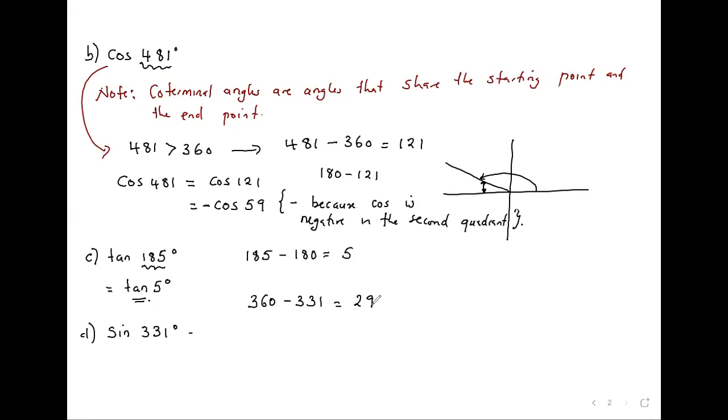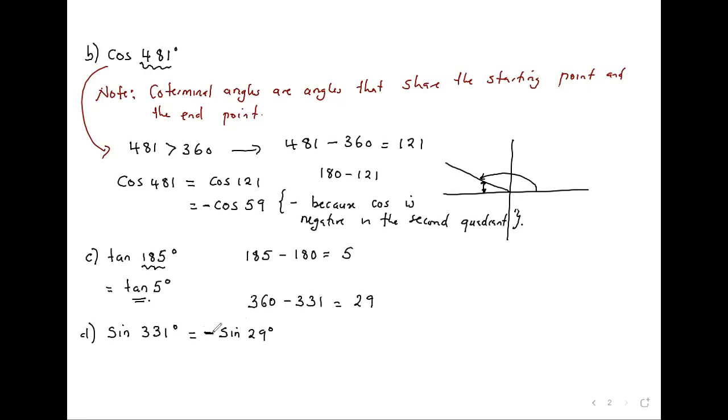So this is going to be equal to sine 29 degrees. But 29 is in the first quadrant, whereas 331 is in the fourth quadrant. Sine is negative there. So we indicate a negative here, showing that the angle whose reference is 29 is in the quadrant where sine is negative.